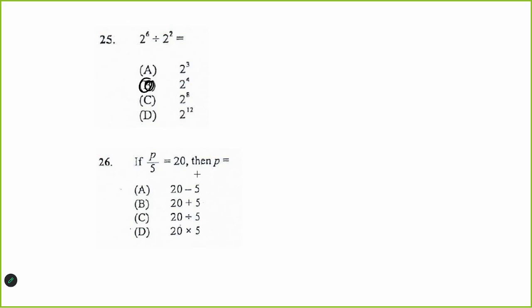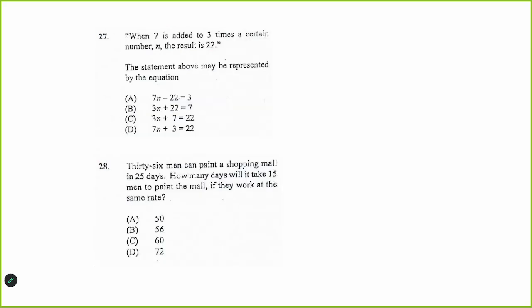This one is a repeated question. If you make p the subject, you carry across, divide by 5, which tends to multiply by 5. So the answer is D. When 7 is added to 3 times a certain number, 3n, the result is equal to 22. So 3n plus 7 is equal to 22, which is C.